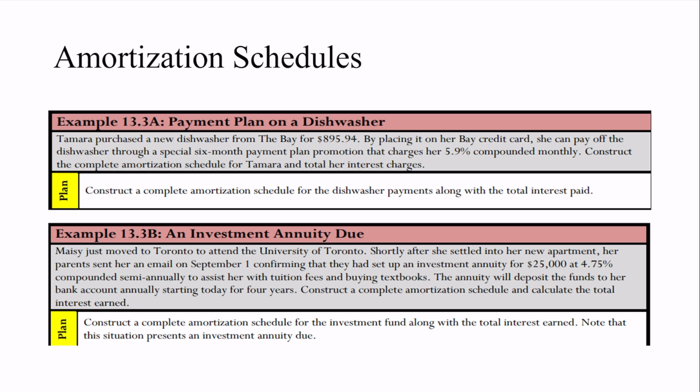So Tamara purchased a new dishwasher from the Bay for 895.94. By placing it on her Bay credit card, she can pay off the dishwasher through a special 6 months payment plan promotion that charges her 5.9% compounded monthly. Construct the complete amortization schedule for Tamara and total her interest charges. So how can we do this? First of all, we want to find out the PMT, right?